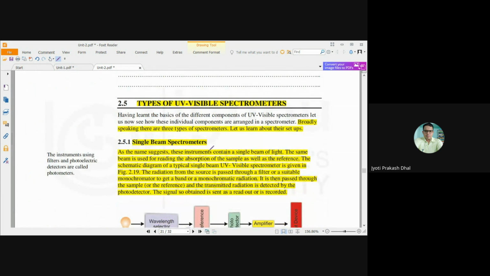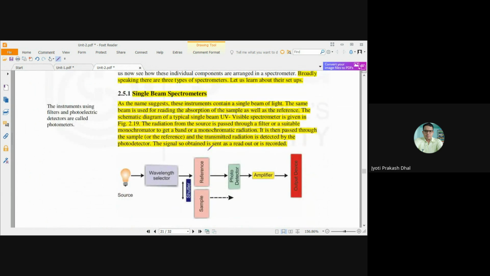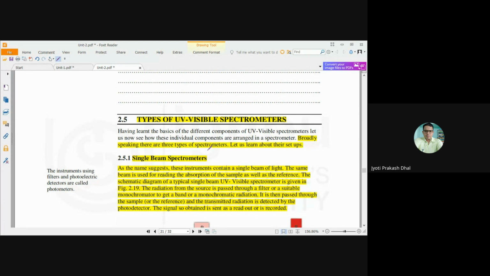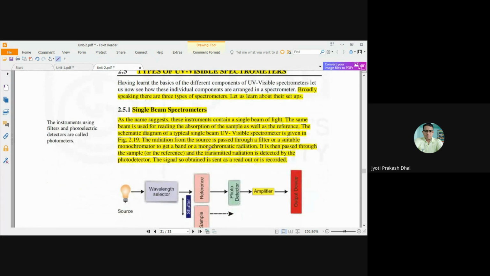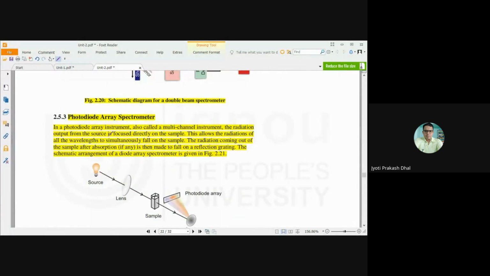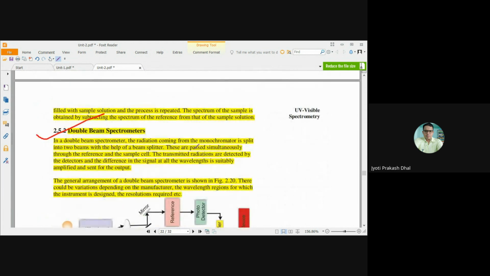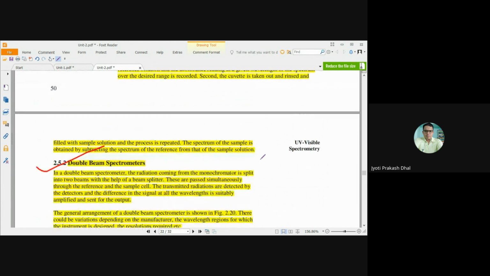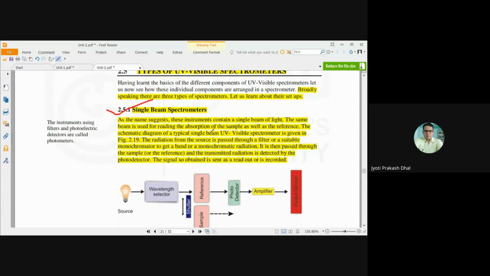Now coming to types of UV visible spectrophotometer. There are three different types of UV visible spectrophotometer. The first one is single beam spectrophotometer, the second one is double beam spectrophotometer, and the third one is photodiode array spectrophotometer. Generally, the second and third types of spectrophotometers are used because the first type of spectrophotometer contains a single beam of light. The same beam is used for reading the absorption of the sample as well as the reference.